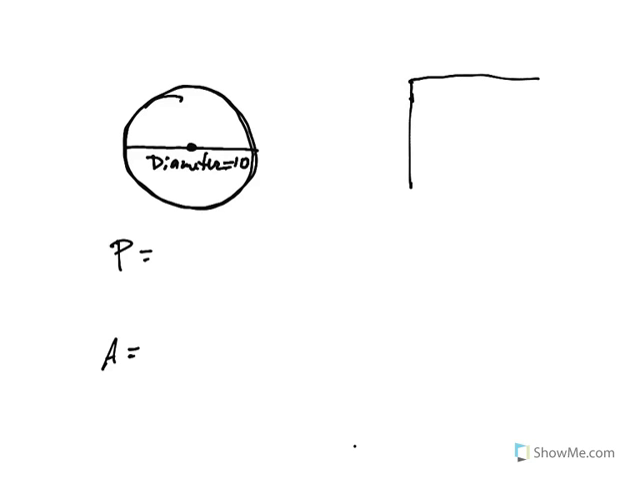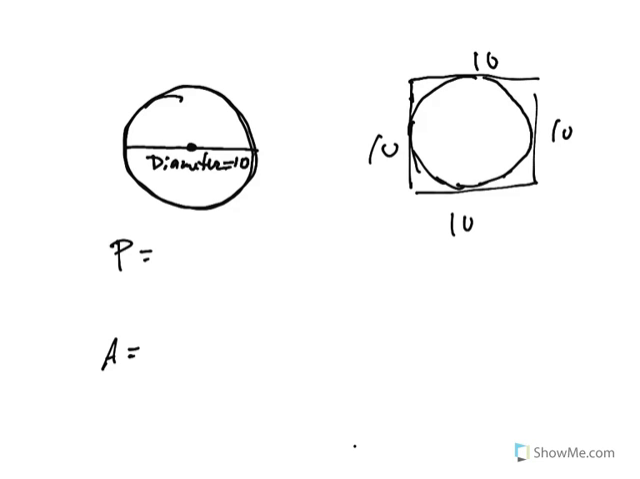Here's a square with side length of 10. And I can fit the circle inside of it. The square is bigger than the circle, so for the square, the perimeter is 40 and the area is 100. So the perimeter of the circle, otherwise known as circumference, which is a fancy word for perimeter, is going to be less than 40, but how much less than 40? And the area is going to be less than 100, but how much less than 100?